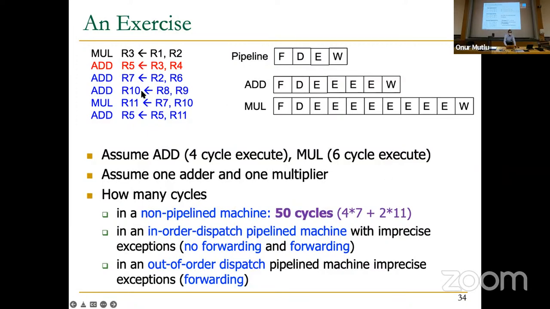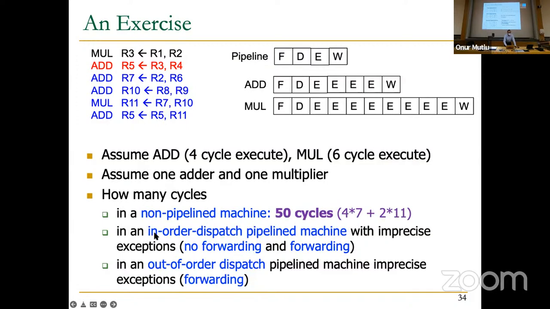You can see that there are four adds, each of them takes seven cycles, and two multiplies, each of them take 11 cycles. With these assumptions, you take 50 cycles to execute in a non-pipeline machine, basically. Again, I'm ignoring the fact that pipelining adds overhead over here.